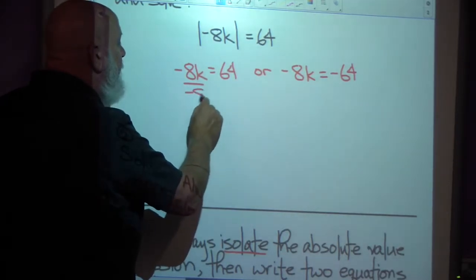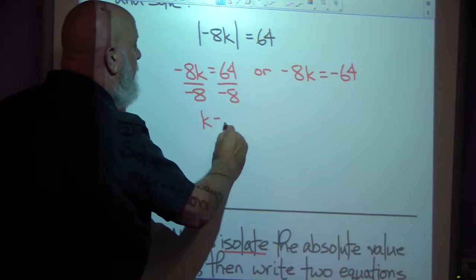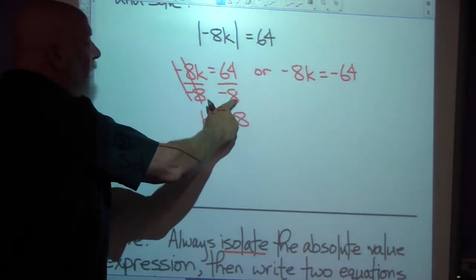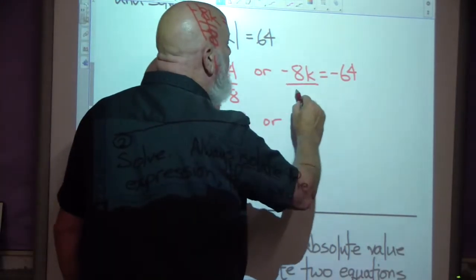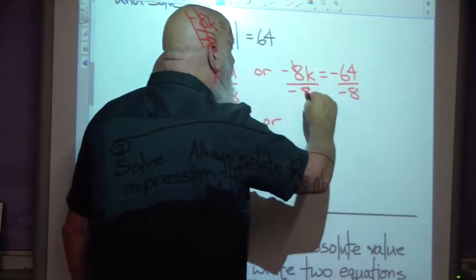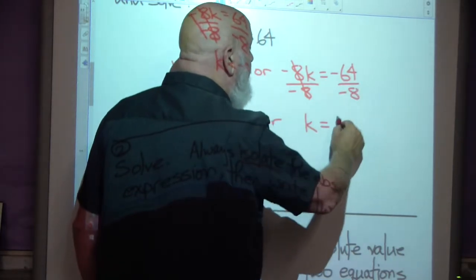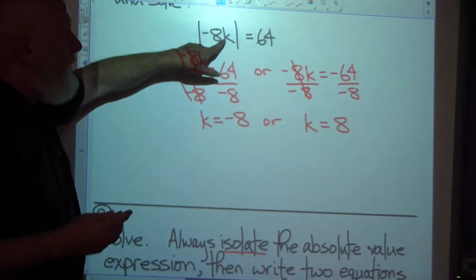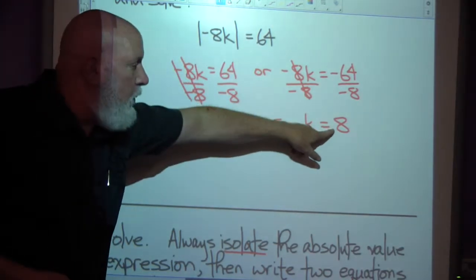Dividing both sides by negative 8, k could equal negative 8. These cancel. 64 divided by negative 8 is negative 8. Or, dividing both sides by negative 8, these cancel, gives me positive k is equal to positive 8. So there are two values I could put in here, and you can try that if you want. I'll leave that to you to prove to yourself that both of these will make this equation true.